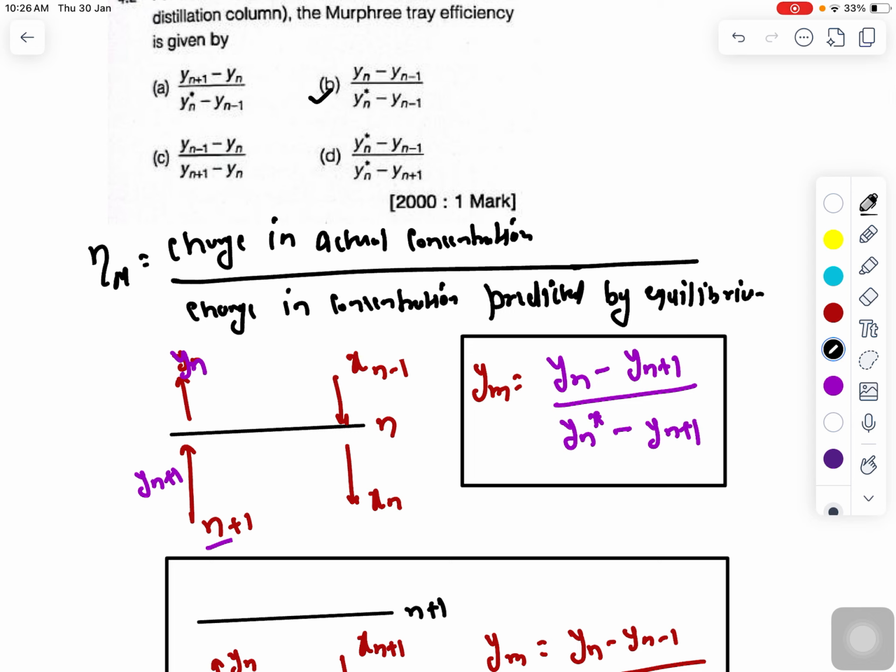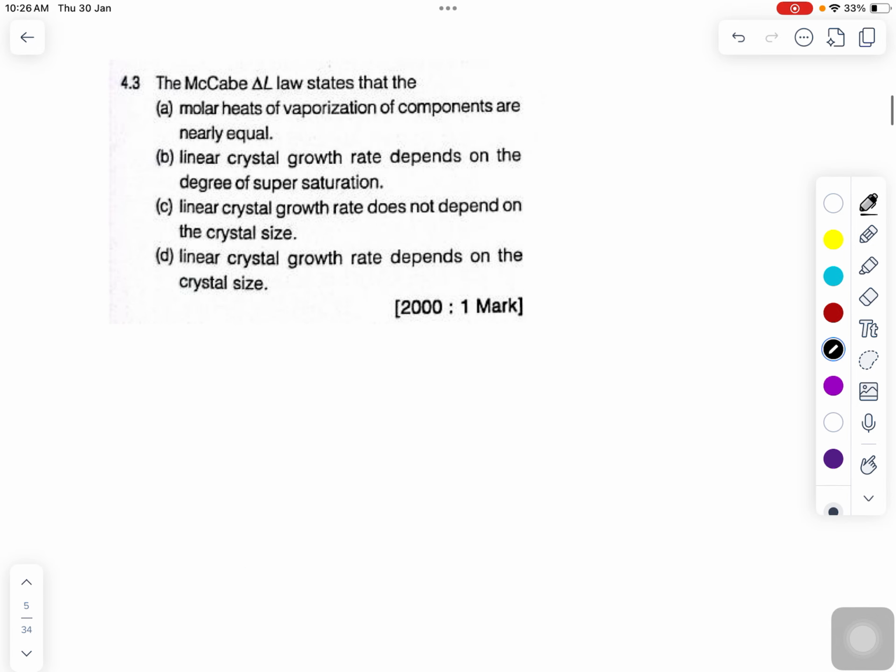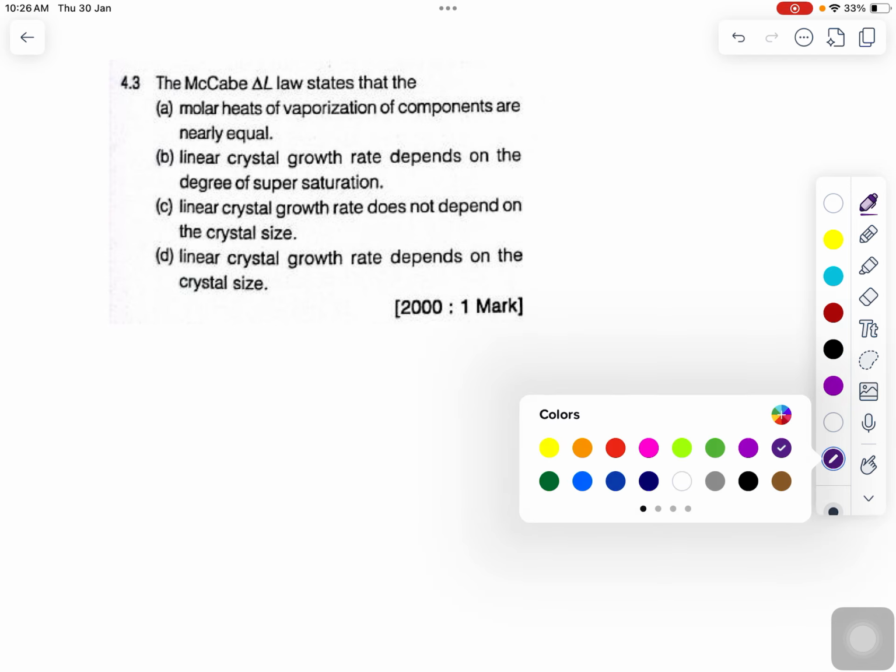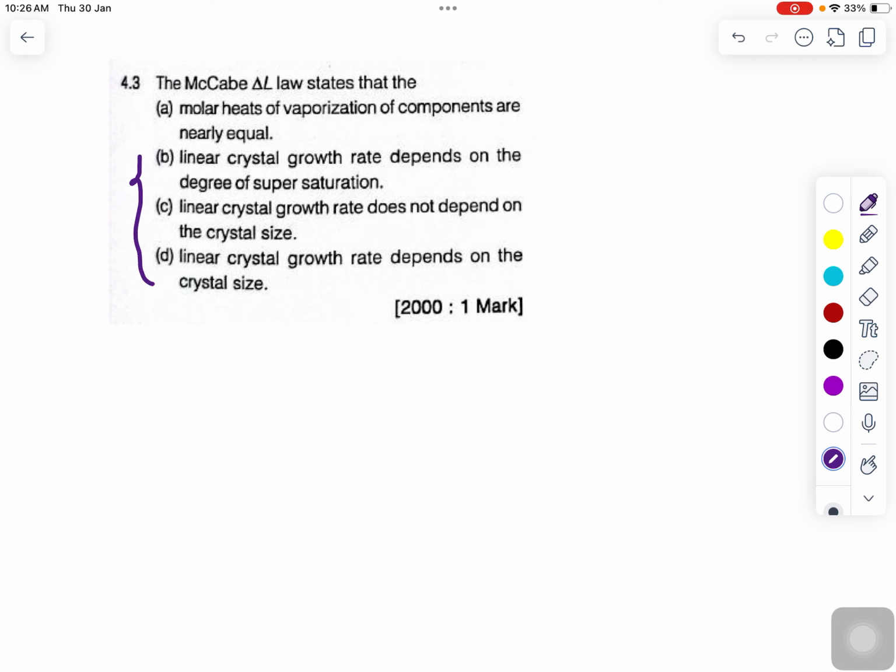So this is a very, very important concept in the case of a distillation column, and they very frequently ask questions from this particular concept. So you should know how we can solve this kind of problem. Now coming to the next problem: the McCabe-Thiele assumption states that the molar heat of vaporization of components are nearly equal. Linear crystal growth rate depends on the degree of supersaturation. Linear crystal growth rate does not depend upon the crystal size. Linear crystal growth rate depends upon the crystal size. So here you can directly visualize that options B, C and D are not from distillation, so only option A will be correct.